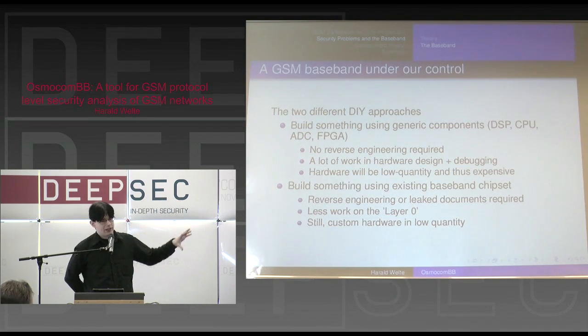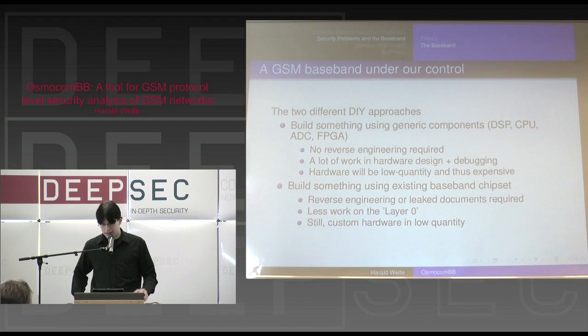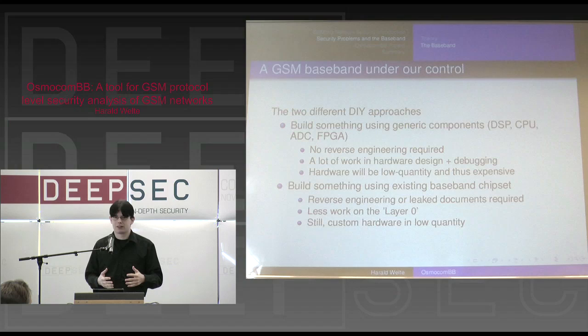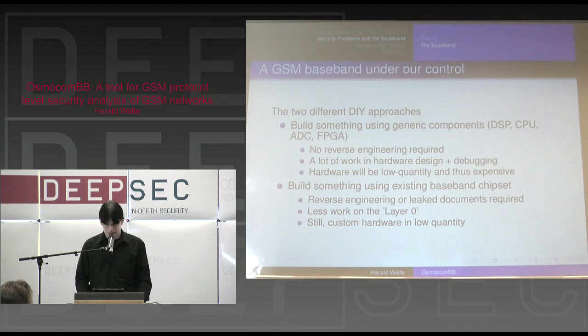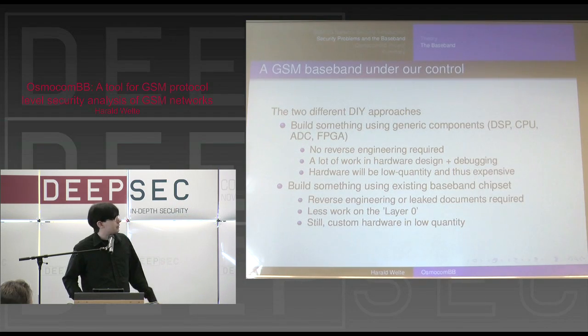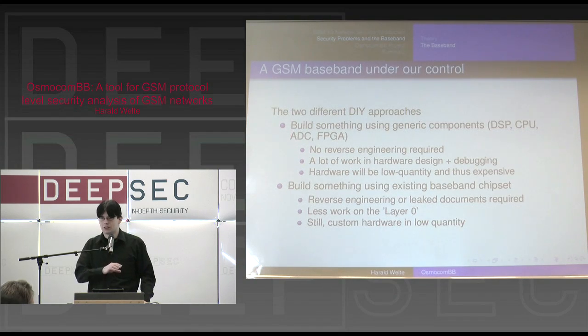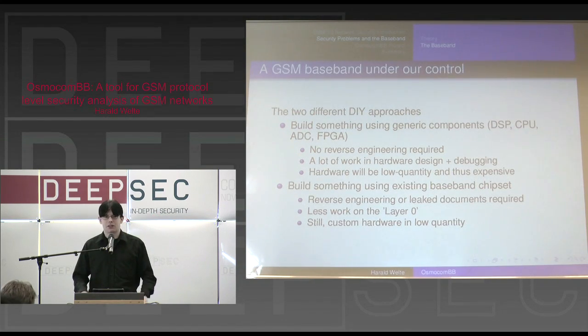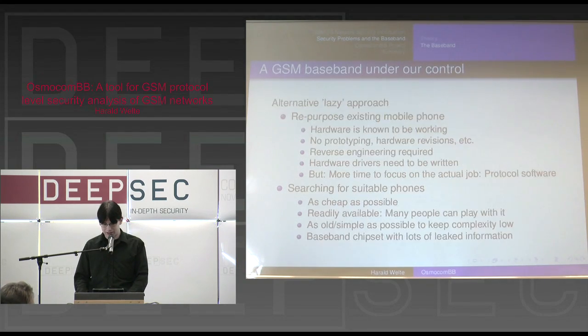So there's different ways of how we can address the problem. We could build our own custom hardware, but then we need to go through hardware prototyping and so on. So it's a bit cumbersome. Instead, there's two ways how we could do this. We could use an existing baseband chipset, or we could use general purpose components, but we did not choose to go down that way. We were already very far in designing what kind of architecture we want, and we had already bought prototyping boards, but then decided finally that we'd rather go for a lazy approach.